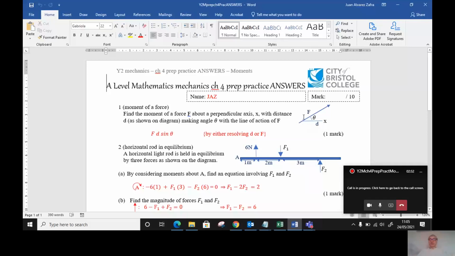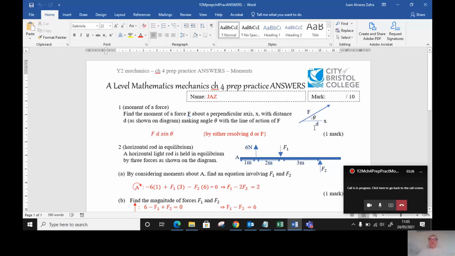So in this case, if you look at this diagram, the distance from the axis x that we're going to take moments about is d, but the angle that the force makes with that distance is theta. Then we can calculate the perpendicular distance as d sine theta. That's this length here, which is perpendicular to the line of force. So we can think of the moment of this force as F times the perpendicular distance d sine theta. So that's one way of thinking about it.